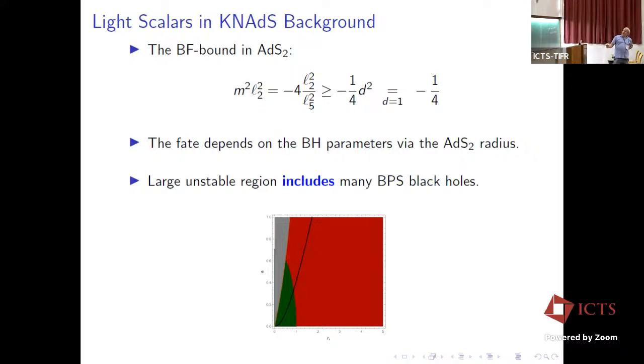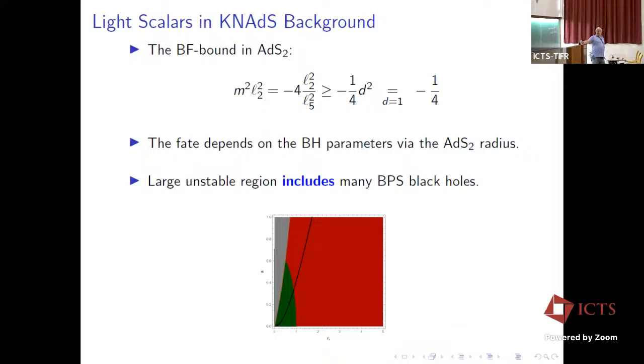If I take an m squared equal to -4 scalar, put it in my Kerr-Newman AdS background, I will find that the entire red region here is unstable. Unstable in the sense of violating the BF bound. BF bound is violated in the entire red region. Down here is Reissner-Nordstrom black holes. Over here, Kerr. Black line, BPS. There's exponential runaway for an m squared equal -4 scalar.